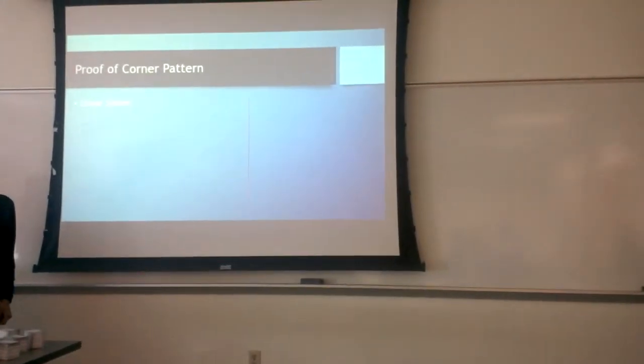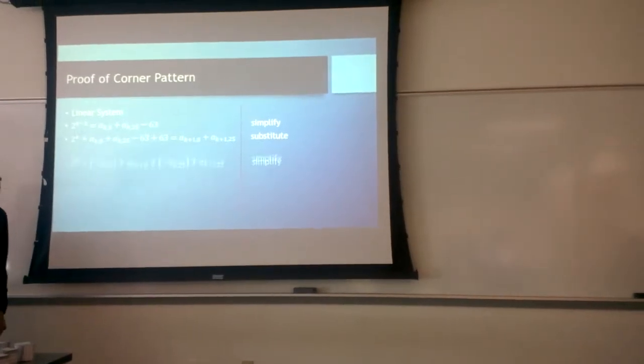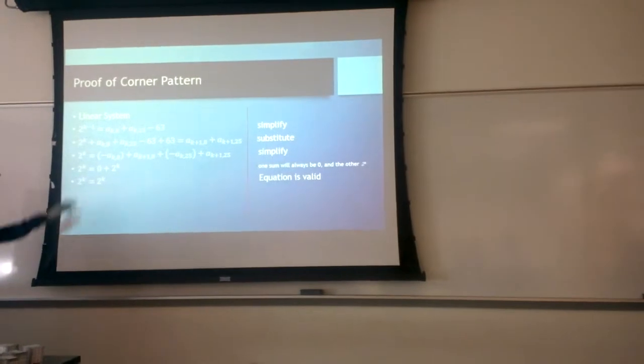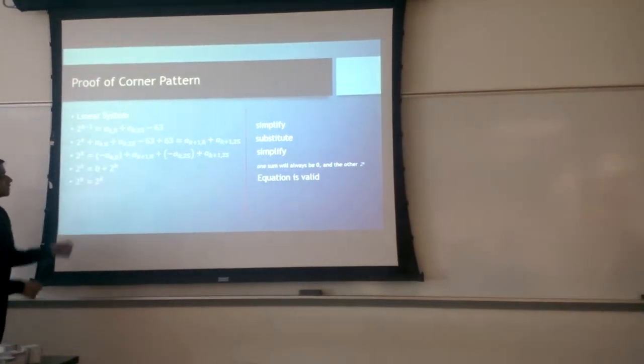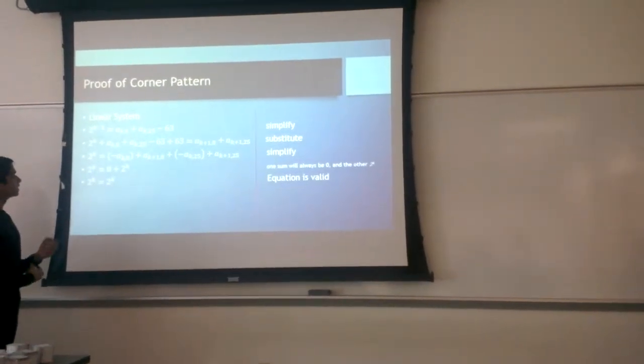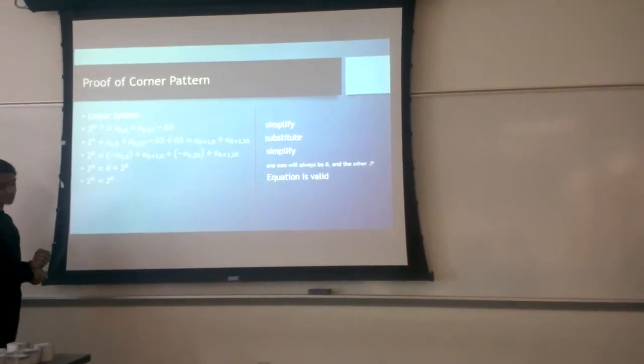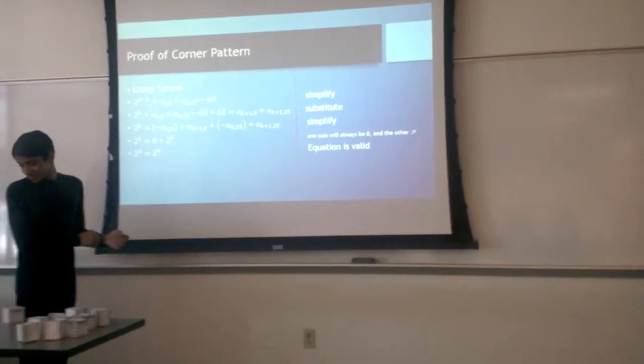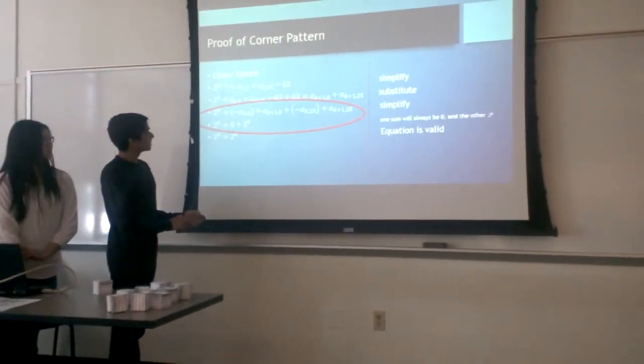So we made it into a linear system and then substituted it in and simplified it. Now here, one of these additions is always 0 and the other one is always 2 to the k. So then you get 2 to the k equals 2. But that statement is not good, so we have to prove that too.